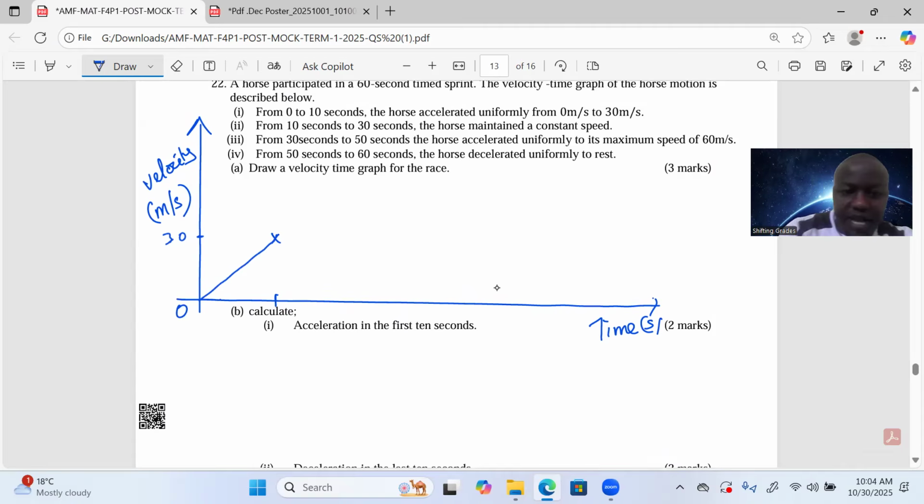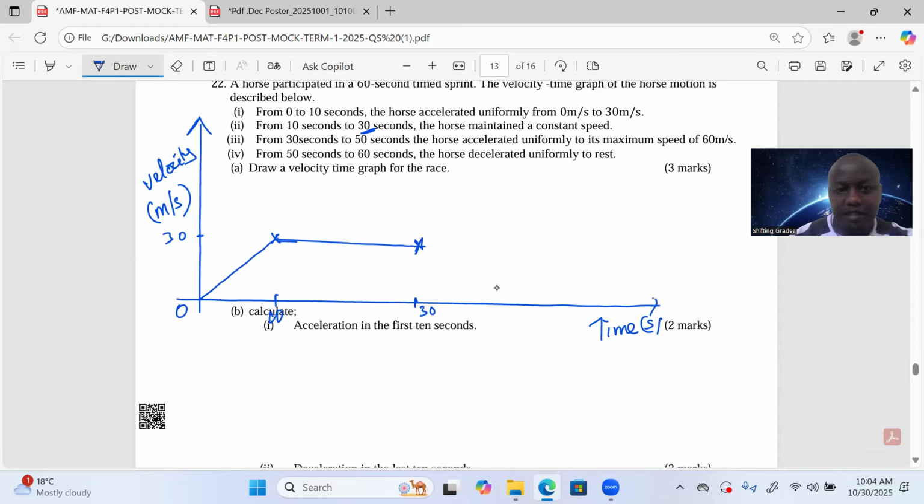Then after 10 seconds, for the next 20, up to 30, we shall have it maintaining that velocity. So there is change in time, but velocity is not changing. So it has been maintaining that velocity for that time.